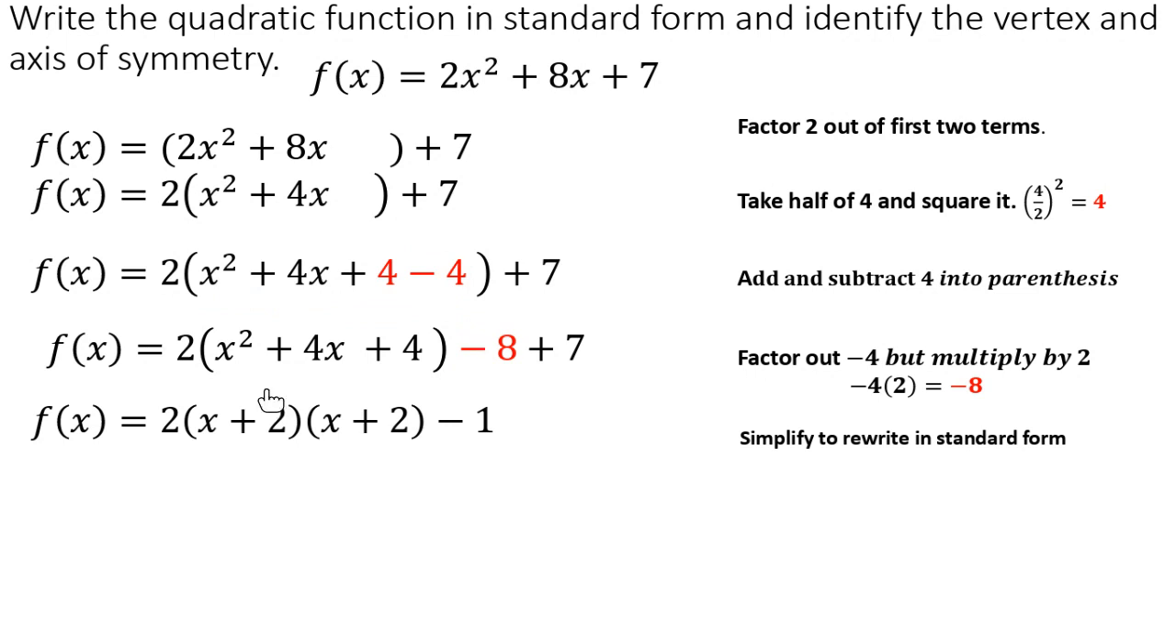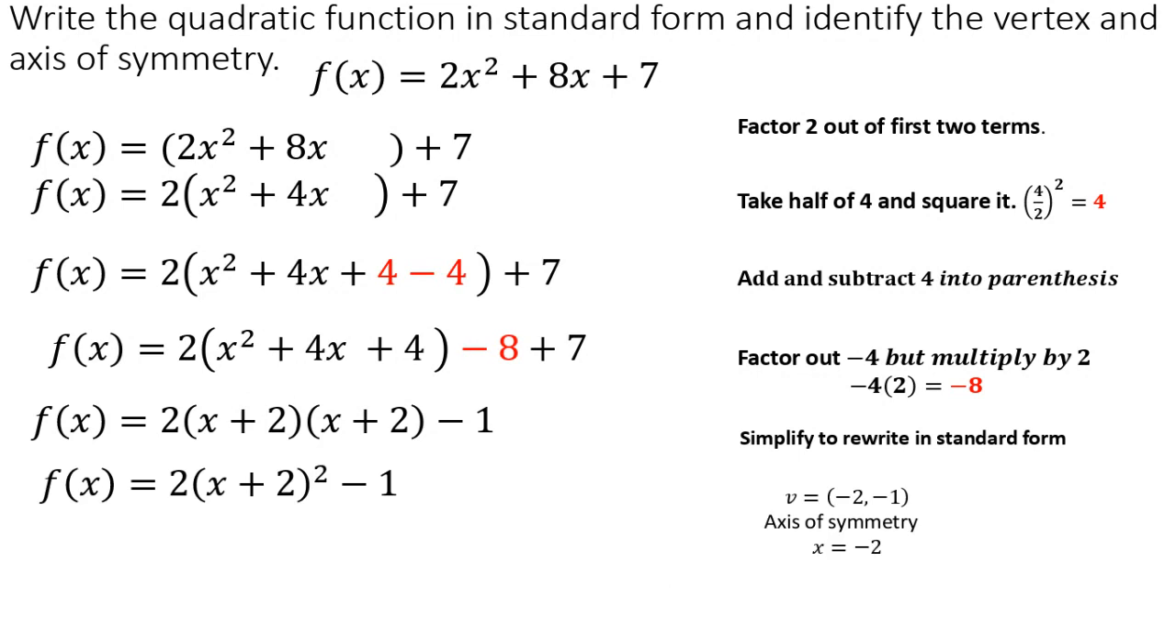And I know that because this is two identical terms, I can combine this into x plus 2 squared, okay, minus 1. So I've converted from general form into standard form. And now it's very easy to see that the vertex is at -2, -1.